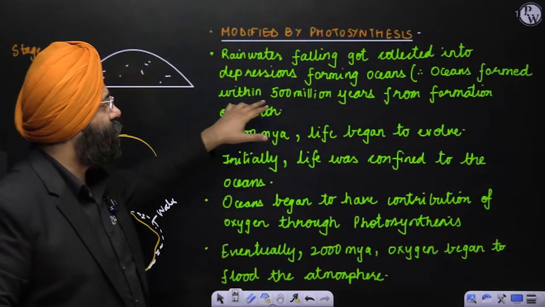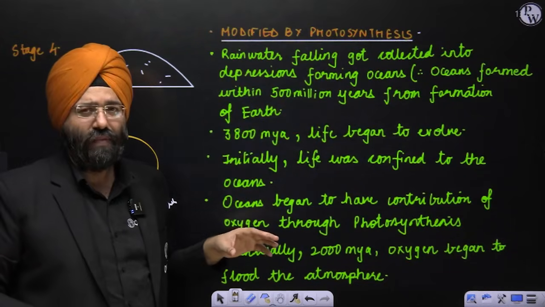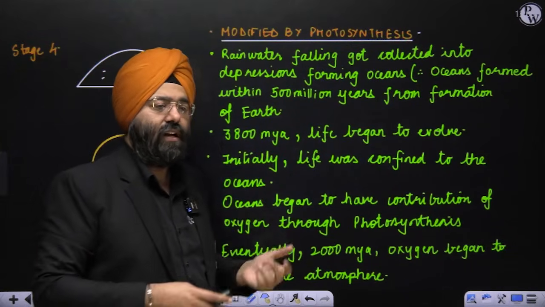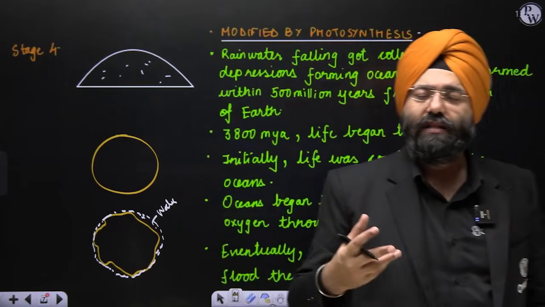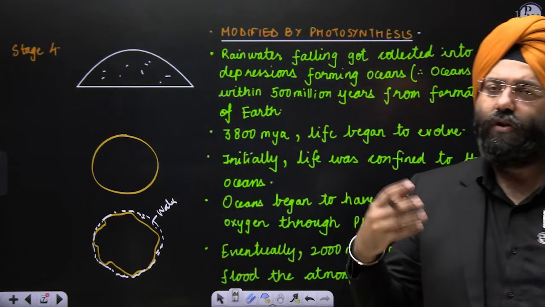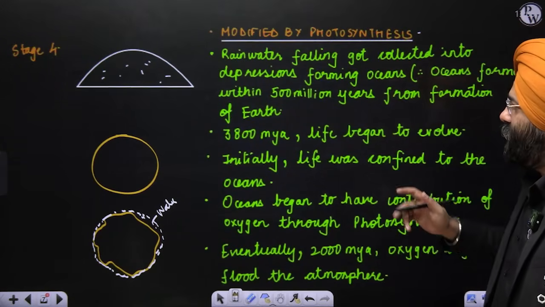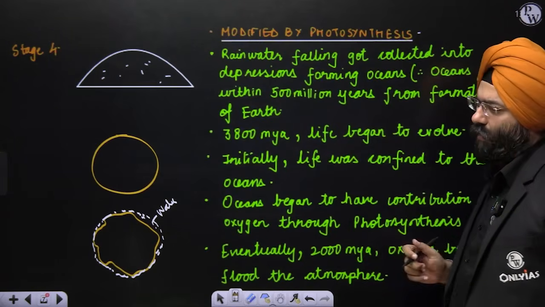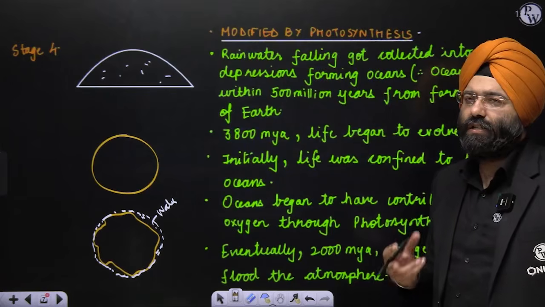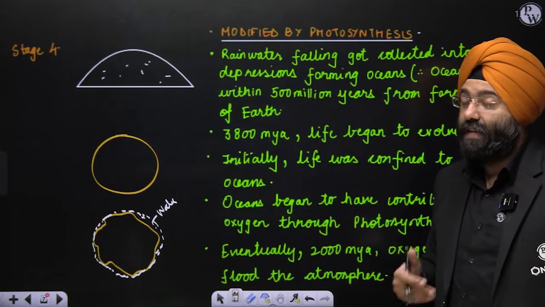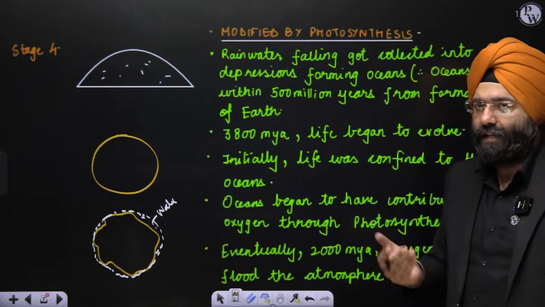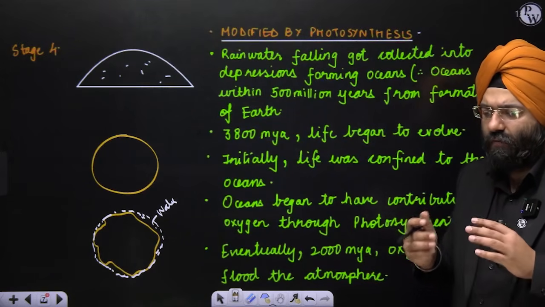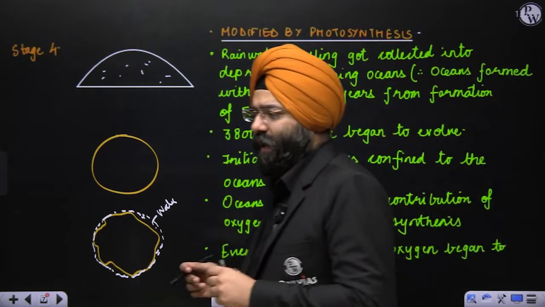Oceans formed within 500 million years from the formation of the Earth. Now, when the Earth formed, after 500 million years, this process of formation of the oceans took place. Now, 3,800 million years ago, life began to evolve. And this is because of complex reactions or amino acid reactions that took place, that life evolved, according to scientists. Now, initially life was confined to the oceans, right?